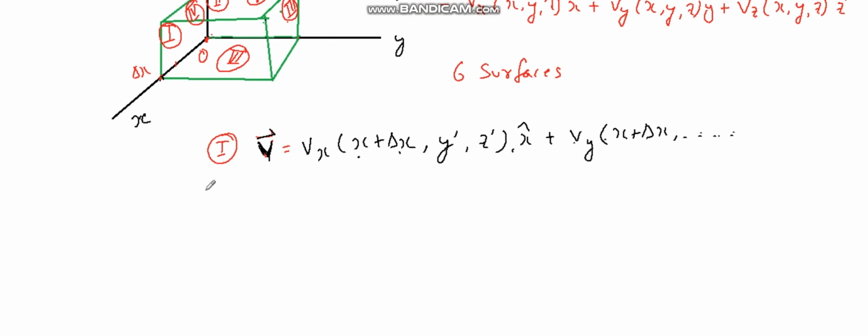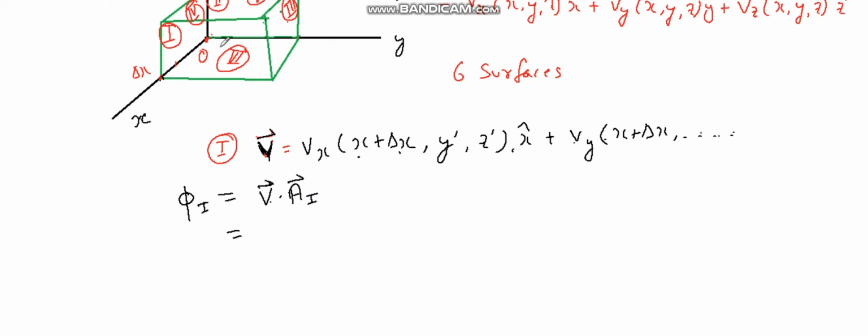Okay, so let's calculate the flux. Let phi be the flux from the first surface, which is equal to the vector field times the area, right? So that is equal to the vector field, or we can say the dot product of that with that.